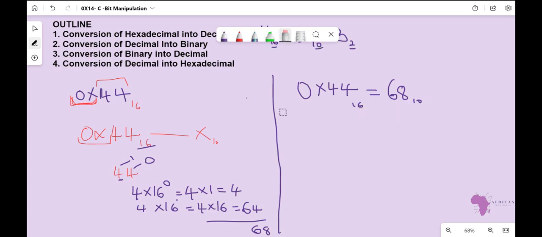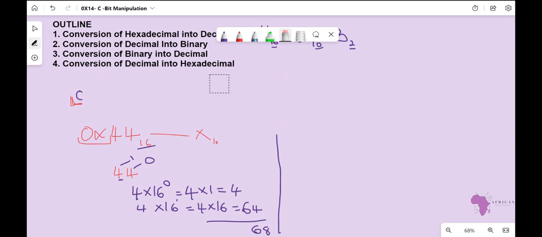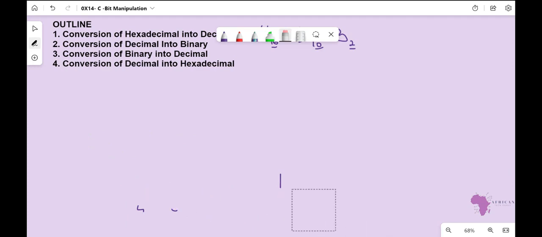All right, so let's get into the next one. The next one is converting a decimal number into a binary number. How can we convert a decimal number into a binary number? Let's have a look. We will use what we had just some minutes ago. So I will say I had 68 here in base 10. I want to convert it into a certain number which I don't know, which is of base 2. That is a binary number.